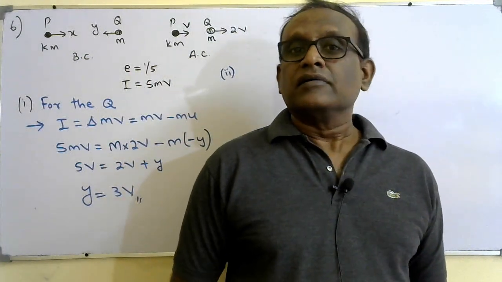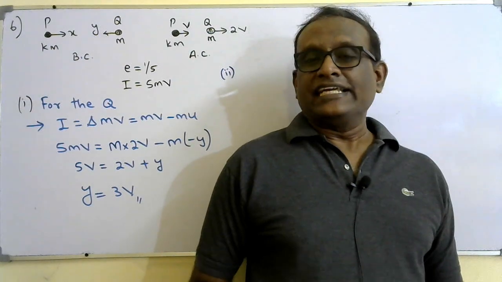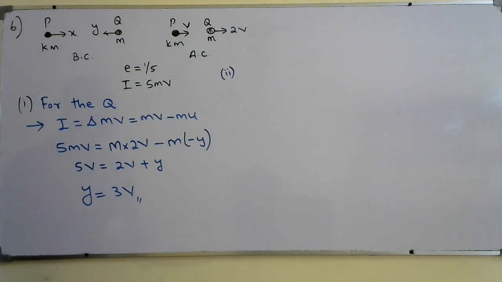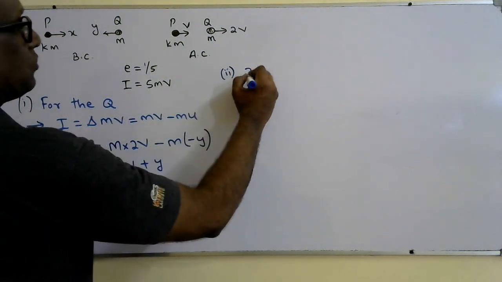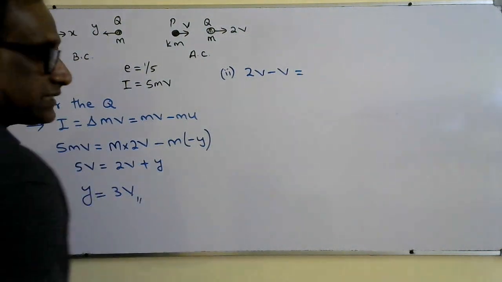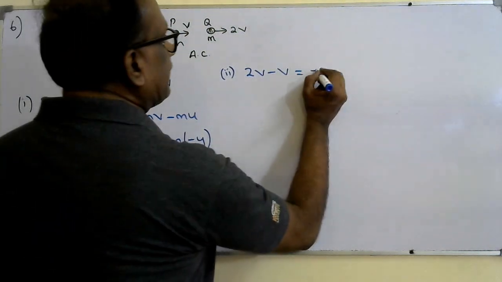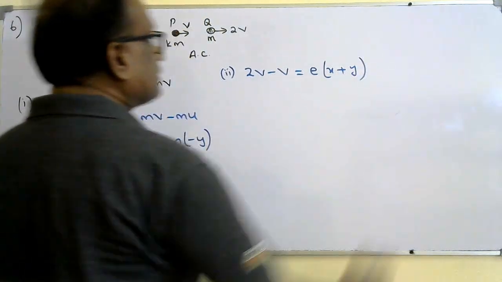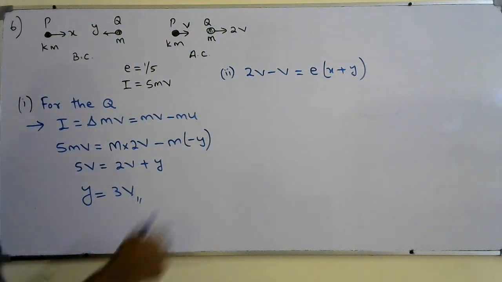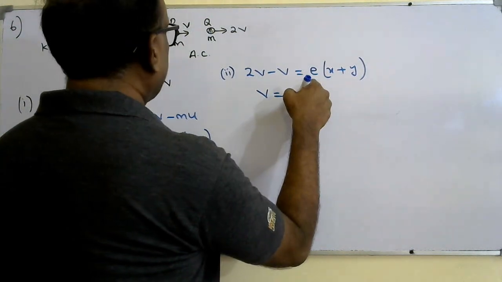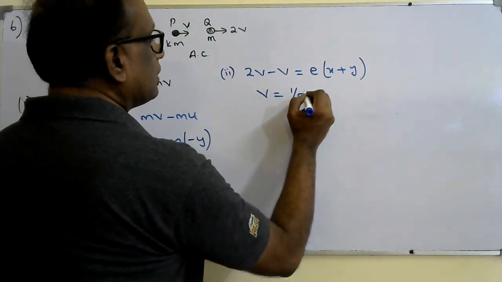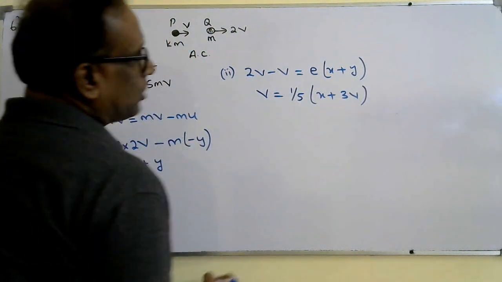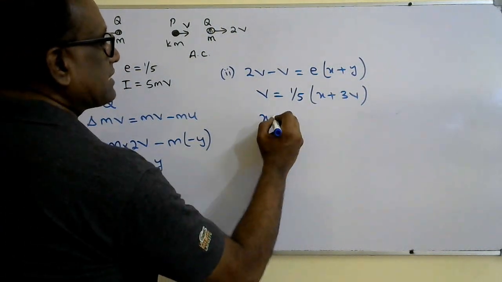That is, relative speed of separation is equal to E times speed of approach. So speed of separation is equal to 2v minus v. 2v minus v is the speed of separation, that is after collision, is equal to E into speed of approach. They are moving in opposite directions, x plus y. So 2v minus v is equal to v. We know E is 1 over 5, into x plus y, and y is 3v. Okay, solve it. So 5v minus 3v, x is equal to 2v.